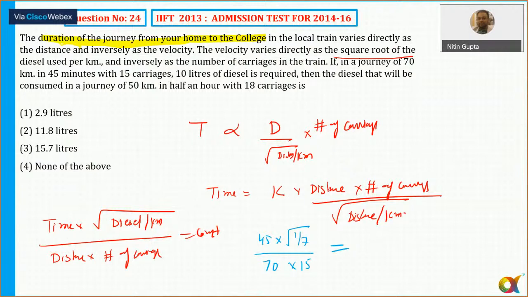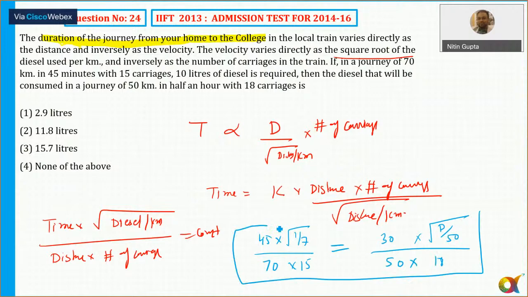in a journey of 50 kilometers, in half the time, with 18 carriages. So the diesel consumed per kilometer, and that is divided by 50. If you solve this, you'll get the answer as option number 2, 11.8 approximately. It is easy, but yes, definitely I'll say थोड़ा time consuming है. Otherwise, the question is not difficult at all.